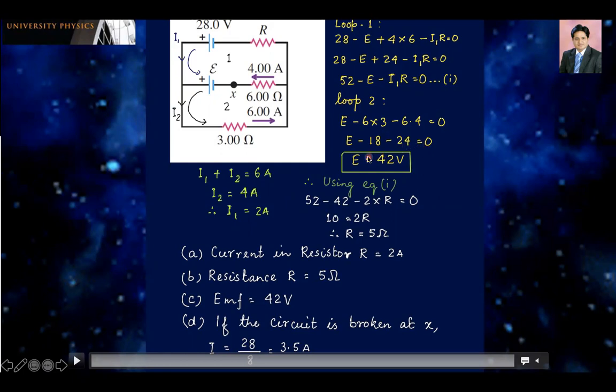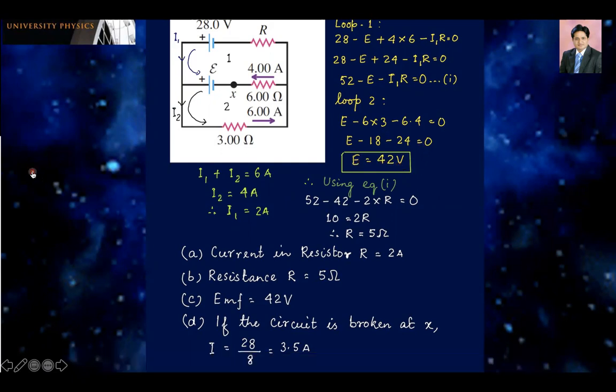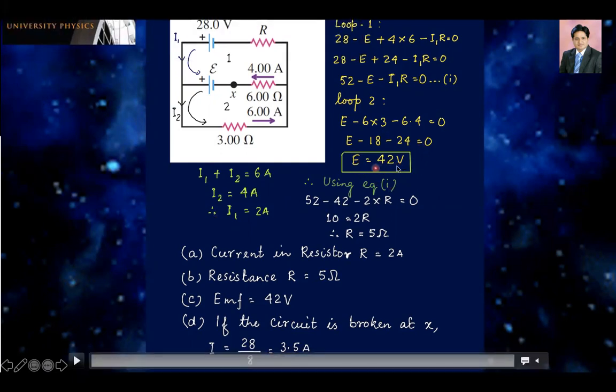Now, if you solve this, you can directly get the value for E here. You can directly solve for E and you get E as 42. Now, if I sub in the value of E in the first equation, I have 52 minus 42 minus 2 multiplied by R, that is equal to 0, and that will give R as 5 ohms. So the first part we already solved.